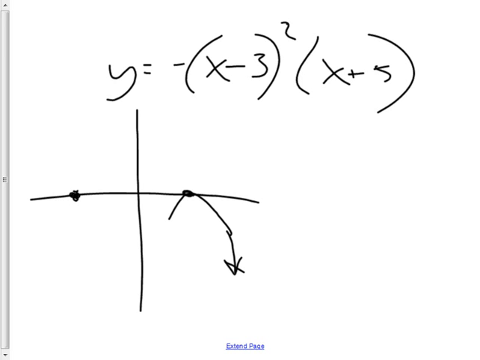That makes me think about the Y-intercept. Y-intercept is where x is 0. If I go back and put in a 0 and a 0, I get -3 squared is 9, and then I make that negative. It would be -9 times 5 would be -45. So you're way down here somewhere.